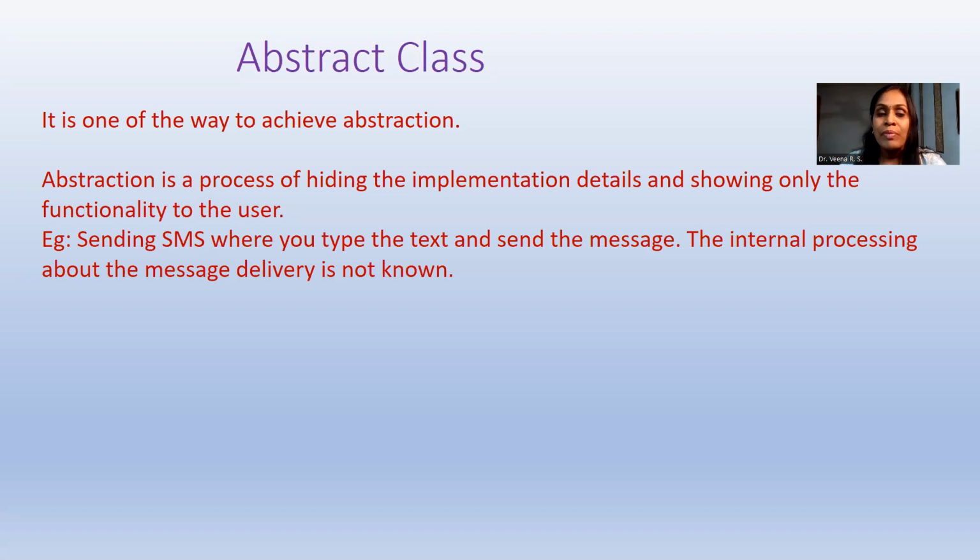So any functionality is only made visible to the user, but what internally the implementation is, what the process of implementation is, that is not known to the user. So the actual or internal implementation details are hidden, and we show only the main functionality to the user. And that process of hiding the implementation is called abstraction.